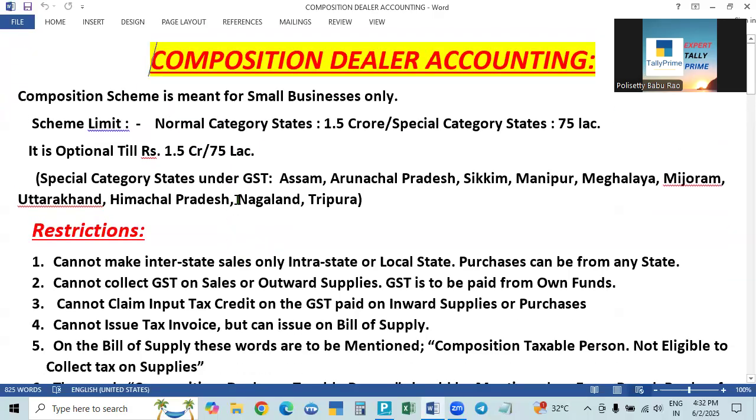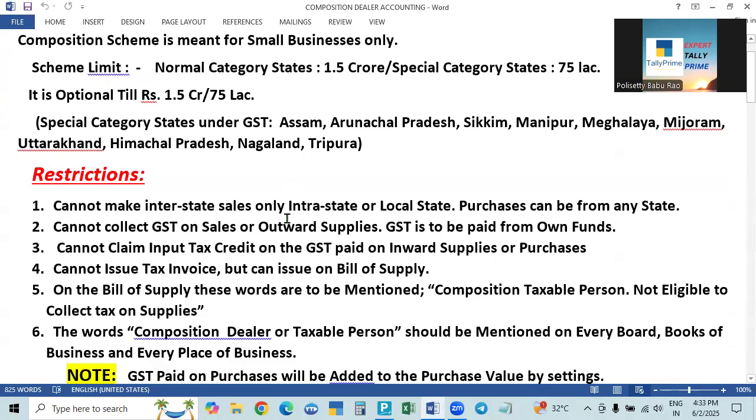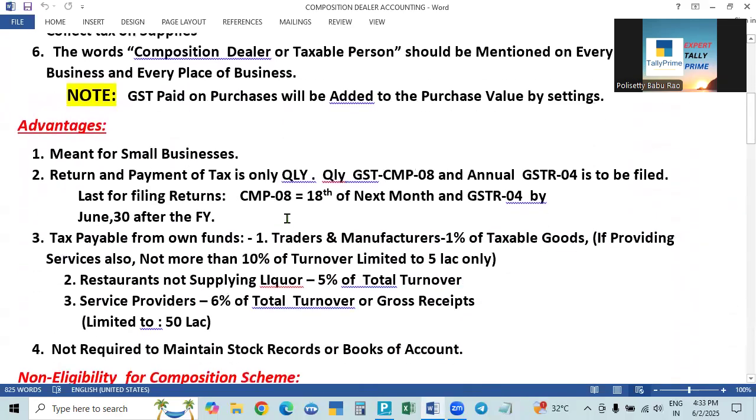Okay. And if you take up this composition scheme, what are the restrictions? In the case of the regular scheme, there are no restrictions. But there are, actually, obligations. They have to maintain books of account, stock registers, everything. But in this case, there are some restrictions, and some advantages also.